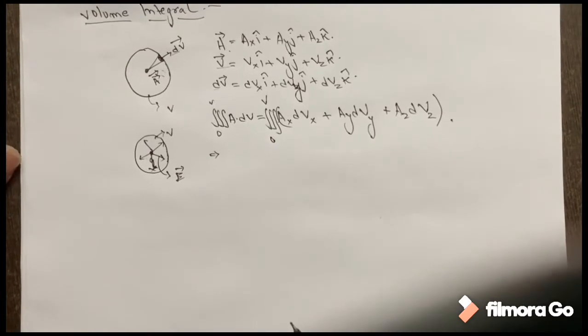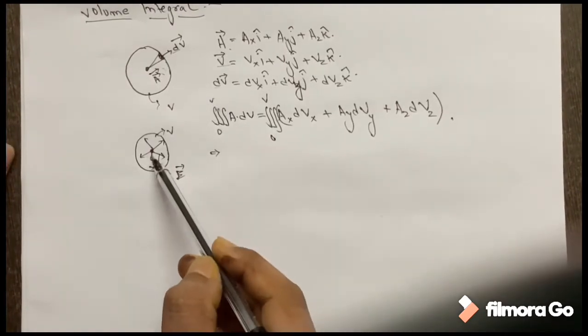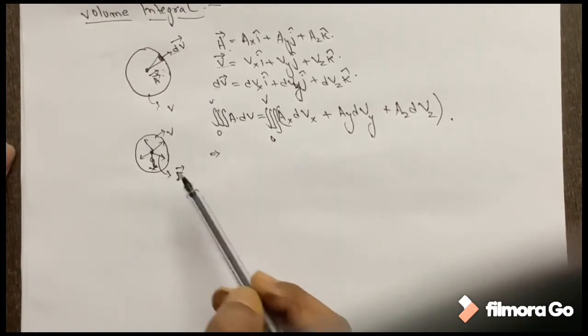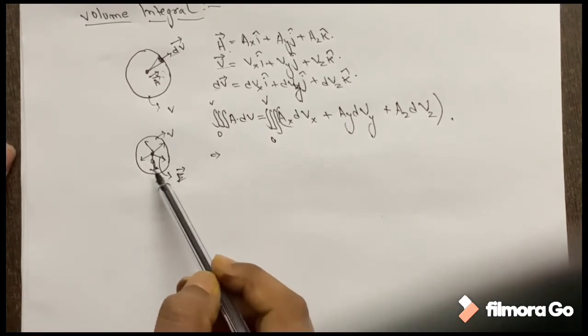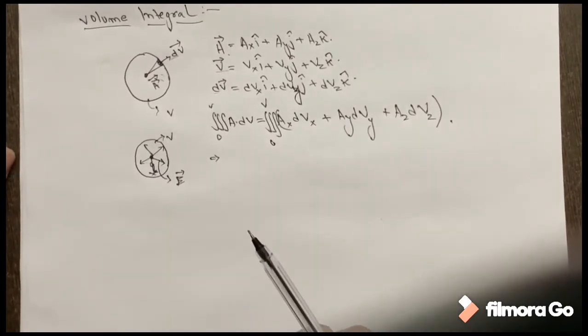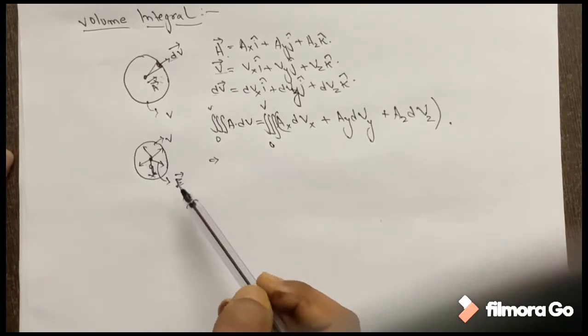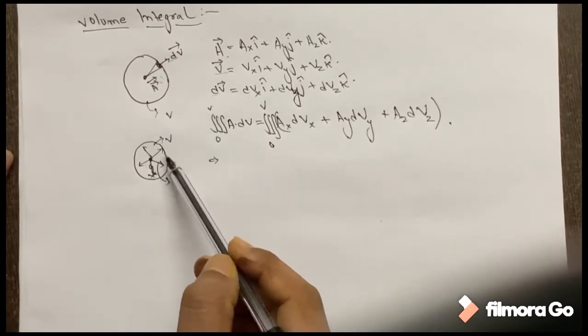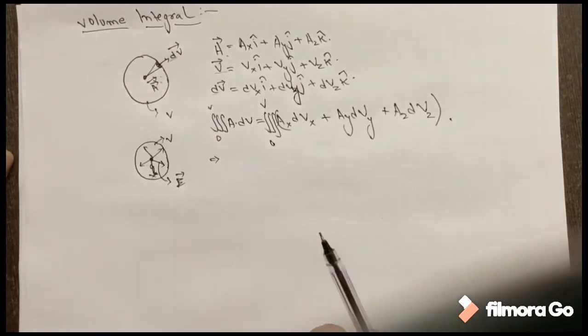The example of volume integral is this point charge q which is placed inside a volume v, and electric field lines are coming out of it, and we want to find the flux, that is the dot product of this and the area vector, which will be calculated using volume integral.